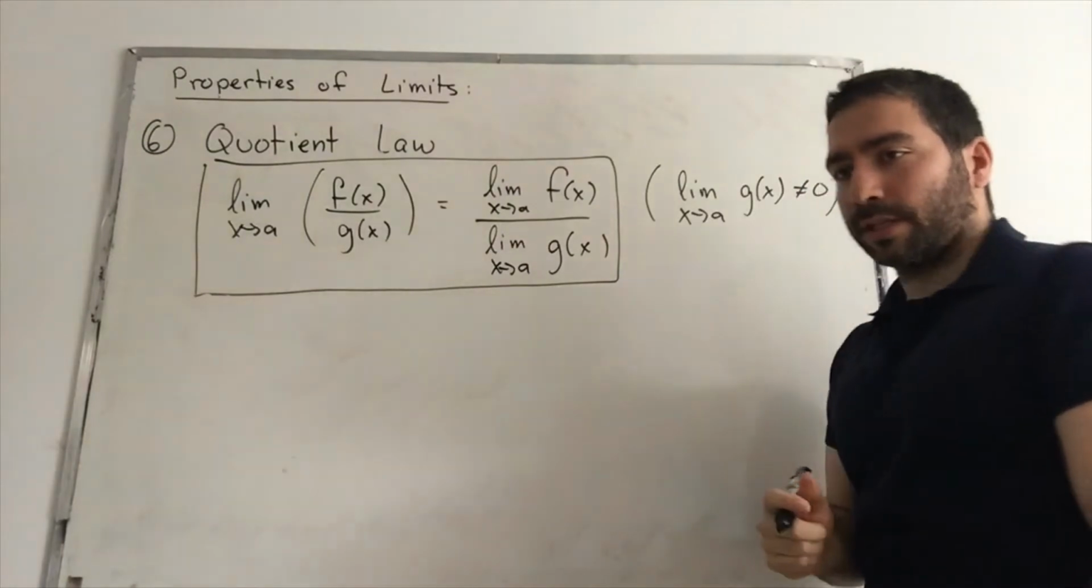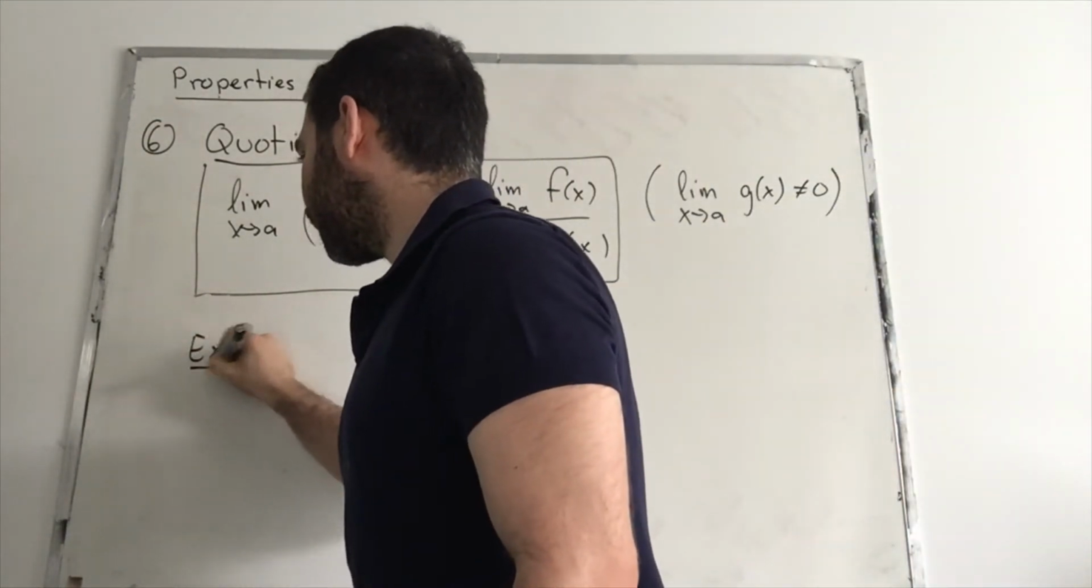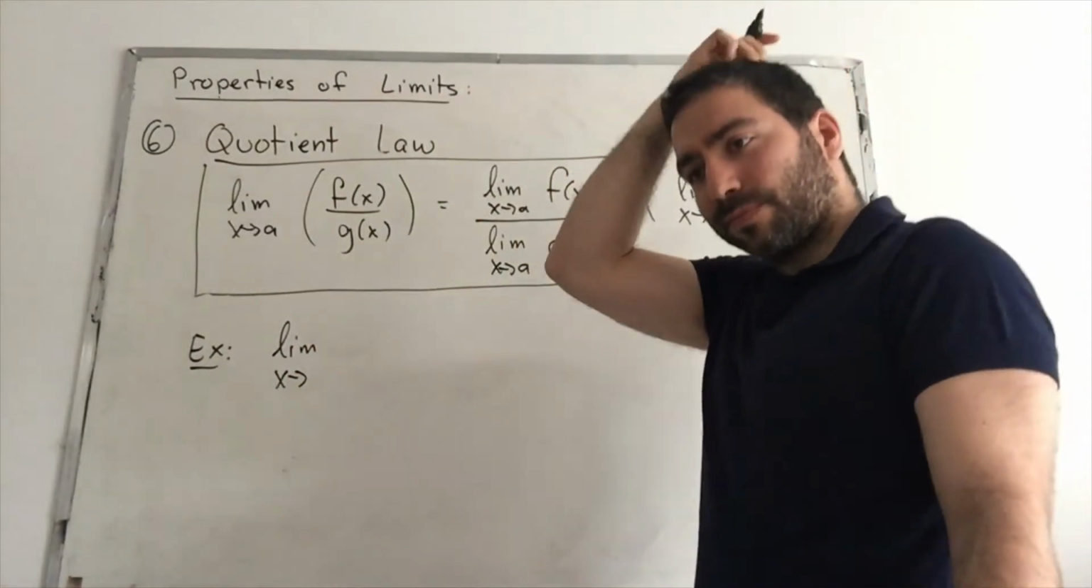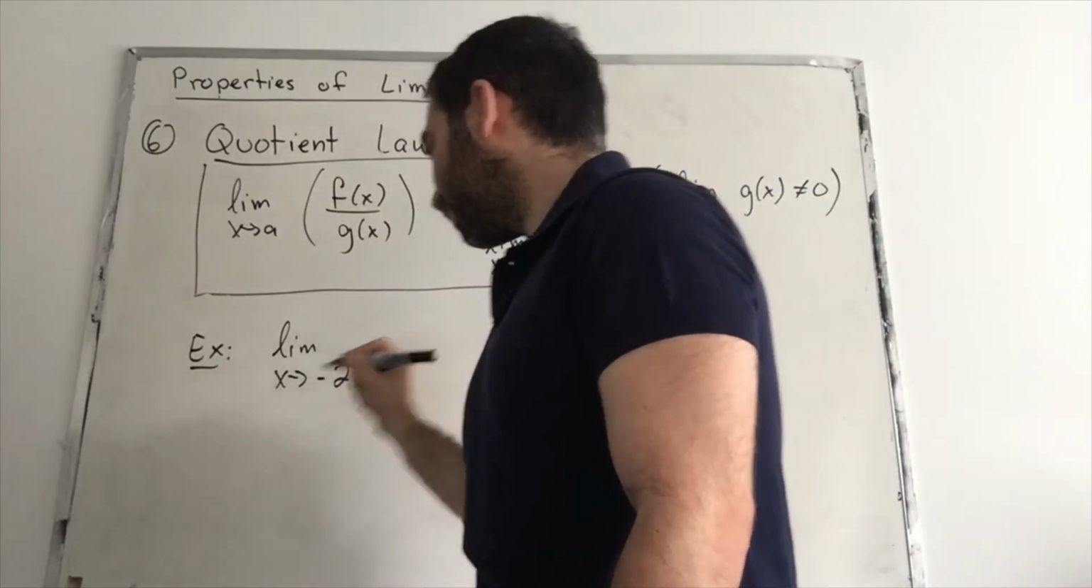Okay, so let's take a look at a couple examples. We have the limit as x approaches, okay, let's do -2.